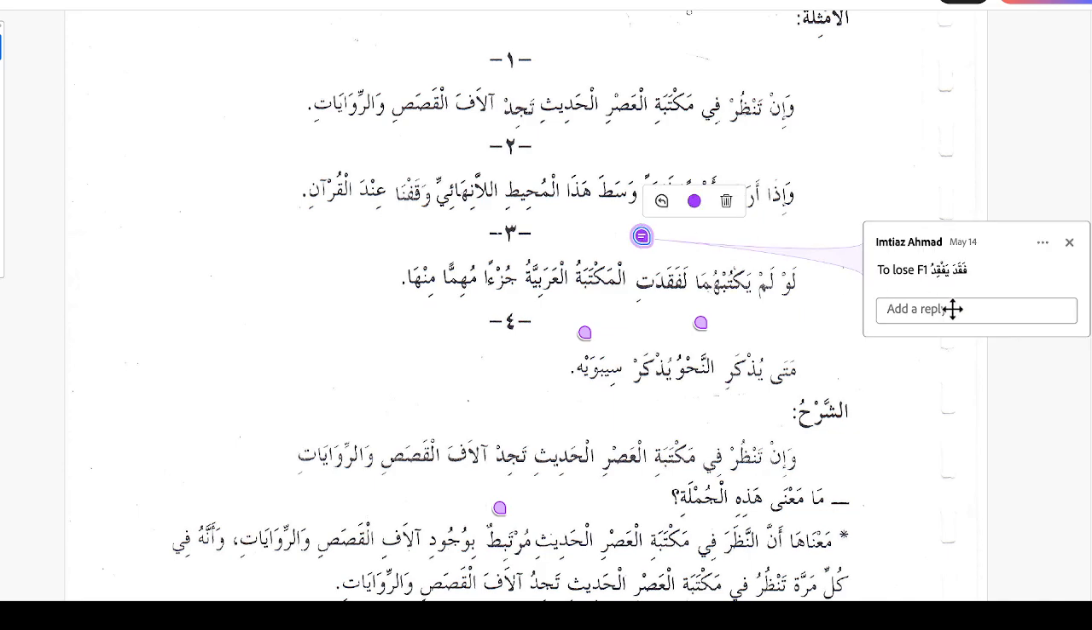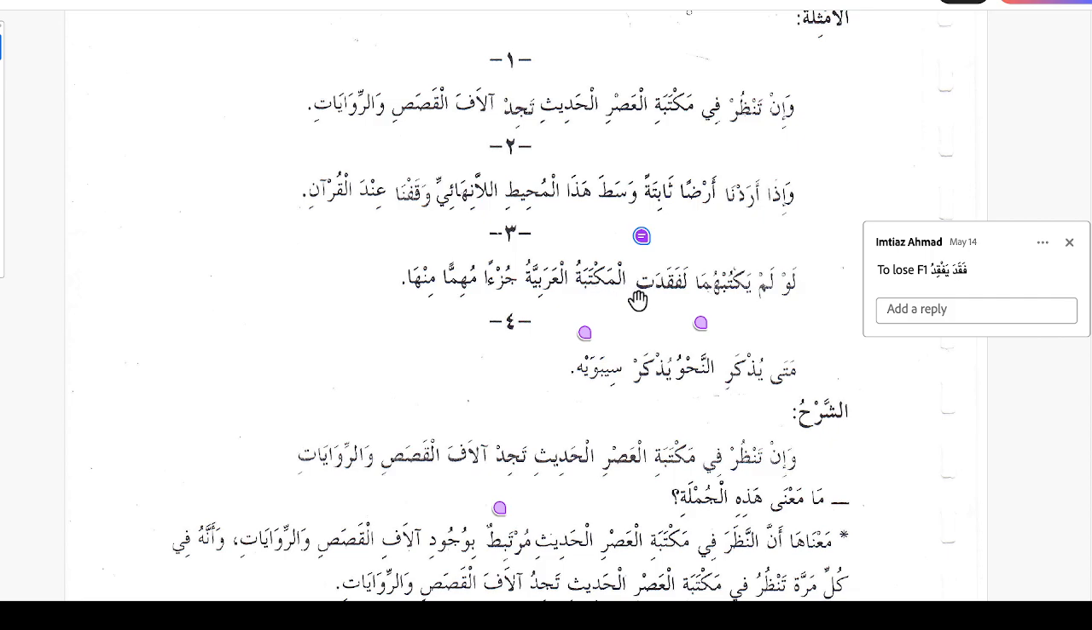And then we have another conditional sentence that's starting from law lam yaktubhuma la faqadatil maktabatul arabiyyatu juz'an muhimman minha, had he not written. So lafaqadat, this verb is faqada yafkidu, to lose, form 1, and faqadat, hiya faqadat, because the library is a feminine word, and la is used for the emphasis.